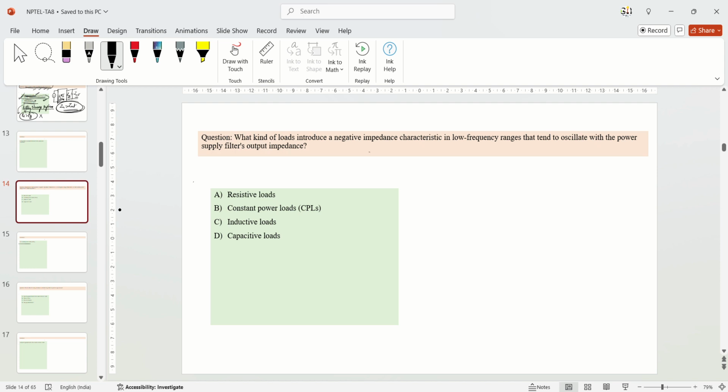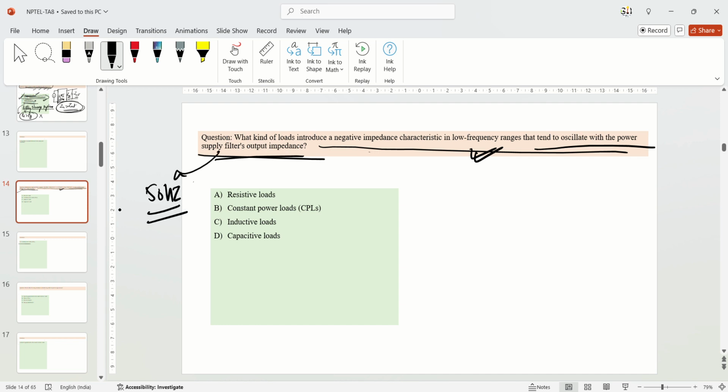Okay, so this is one of the related questions. I have already explained this, but I think you should go through how this should work. What kind of load introduces a negative impedance characteristic in low frequency ranges that tends to oscillate with the power supply? Because I've explained at 50 Hz what kind of power sources should be there. Just let me know if you got that point.